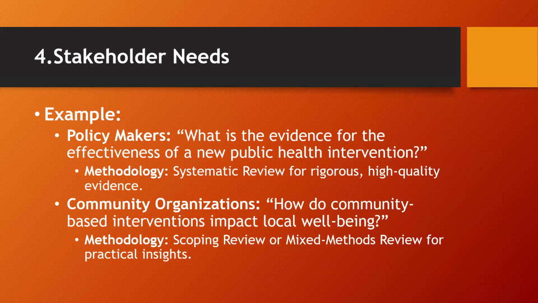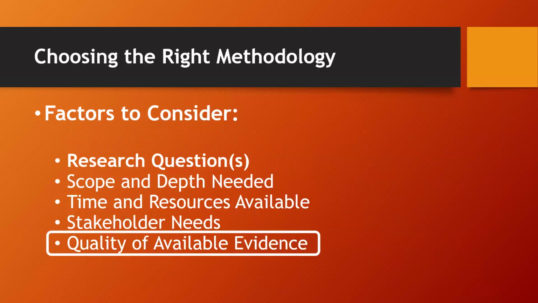Suppose the policymaker wants to see the evidence of the effectiveness of a new public health intervention, then you can use a systematic review. Suppose they just want to see practical insight, a broad overview, you can conduct a scoping review or a mixed method review.